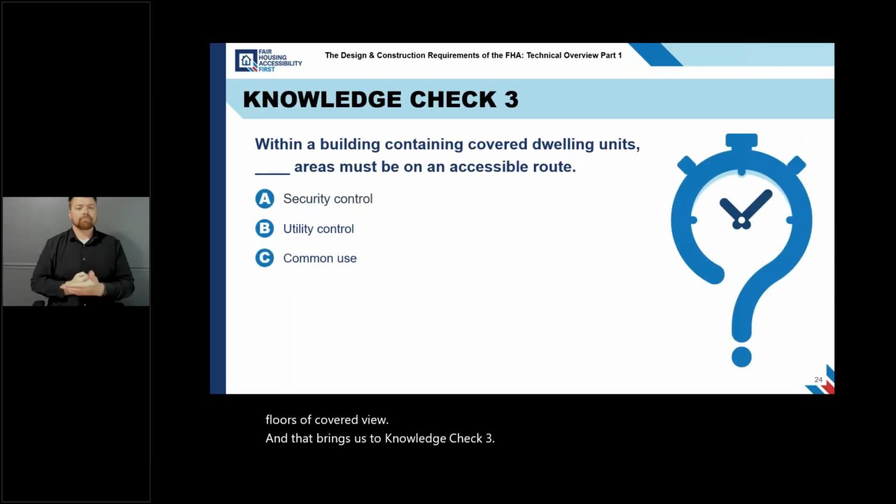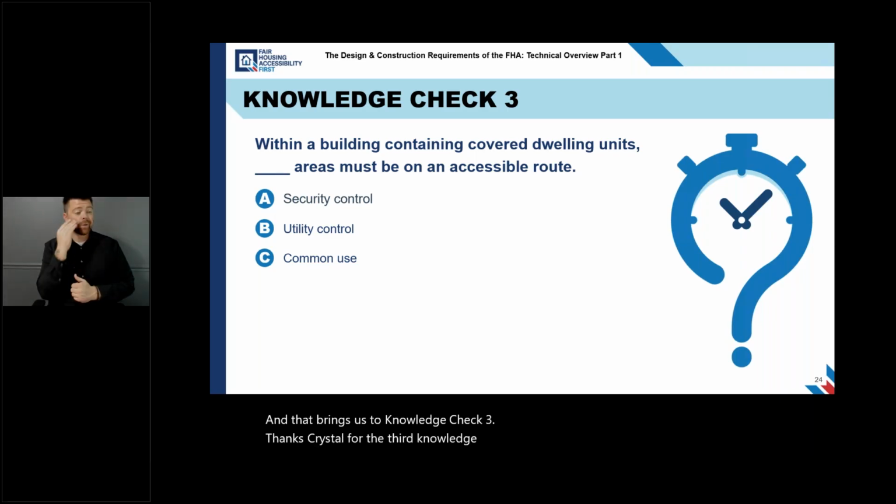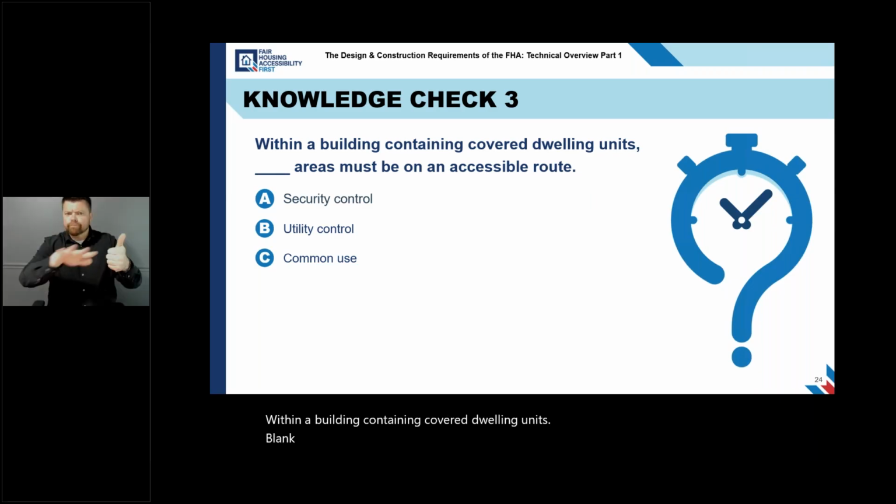Thanks, Crystal. For the third knowledge check, within a building containing covered dwelling units, blank areas must be on an accessible route.